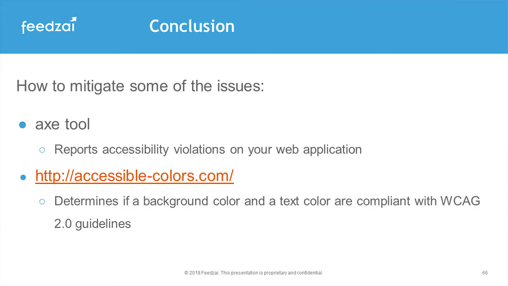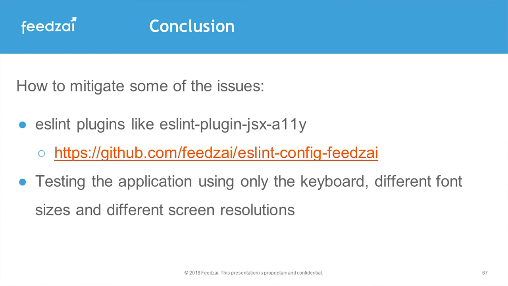How can you easily start to mitigate these kinds of issues? If you have never used it, please check the AX tool, which is very cool. You also have Accessible Colors, a website where you select a text color and a background color and see if those two colors are compliant. You can also use ESLint for accessibility. And by the way, here at FeedZai we have our ESLint configuration available for everyone to use, which also includes these kinds of plugins. When developing your application, please test it with the keyboard, with different font sizes and different screen resolutions.